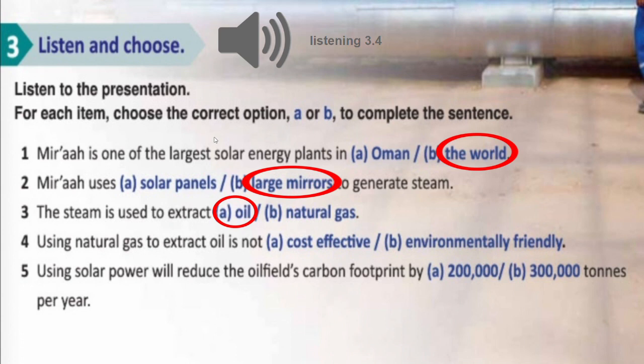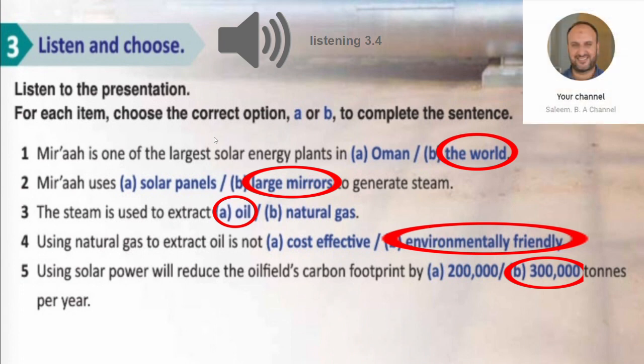Number 4, using natural gas to extract oil is not environmentally friendly. And 5, using solar power will reduce the oil field carbon footprint by 300,000 tons per year. After listening to the presentation, let's know about the post-discussion about the Mira project and learn about the advantages and disadvantages of this project.